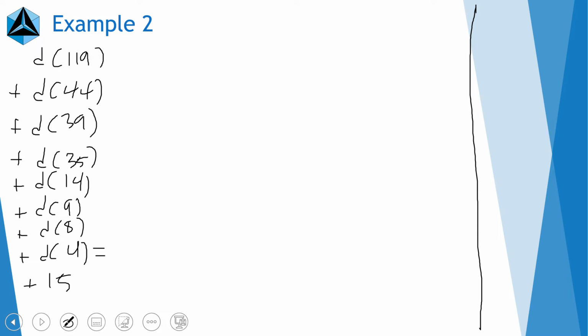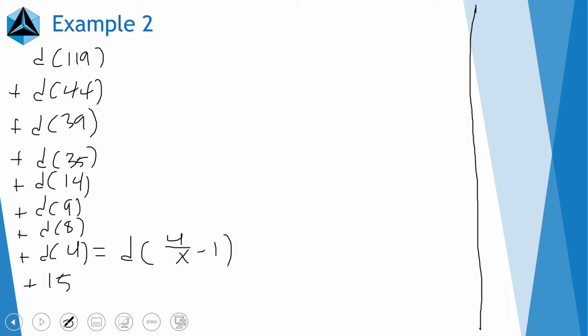How many of these sequences add up to 4 that don't have first term 1? If the first term can't be 1, then the first term has to be either 2, wait, actually, no, it can't even be 2. We consider all divisors of 4 that are not 1, and those are all the possible first values. Then we just do d of 4 over x minus 1, where x is that divisor.